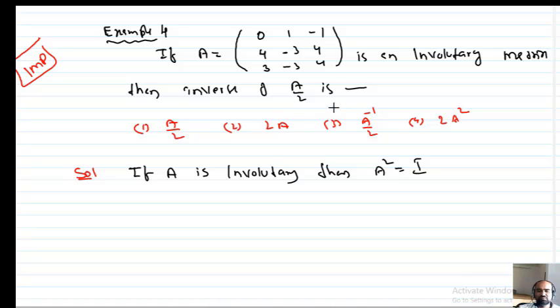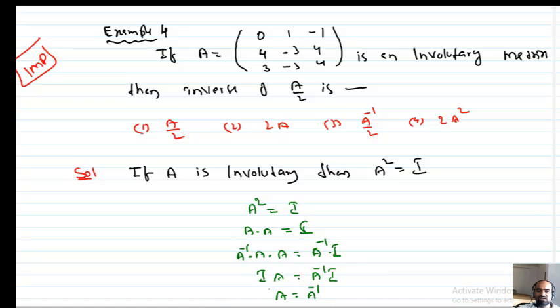Observe, students. A square equal to I, A into A equal to I. Pre-multiplication by A inverse: A inverse into A equal to A inverse into I. This is I, so IA equal to A inverse into I. IA means A only, no? A equal to A inverse. Important note: if A is an involutory matrix, its inverse is itself. So what I got now is A equal to A inverse.